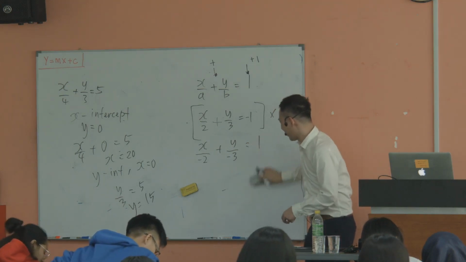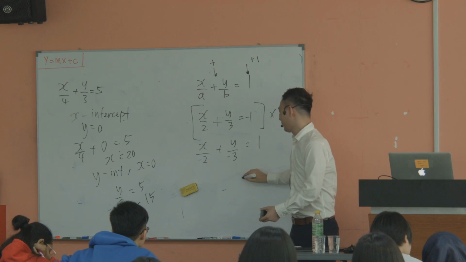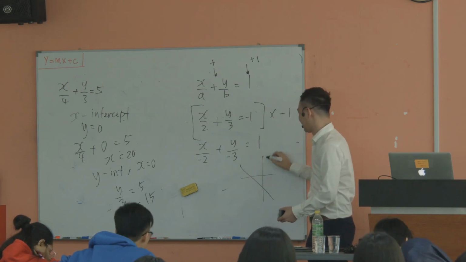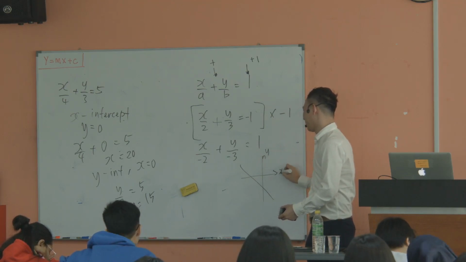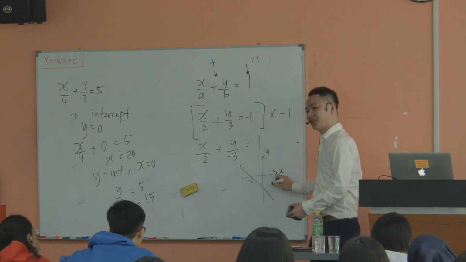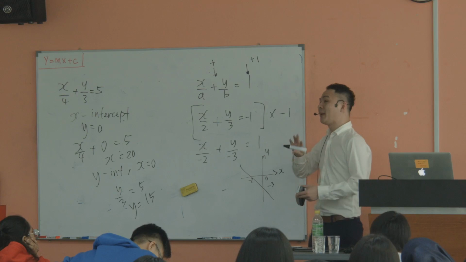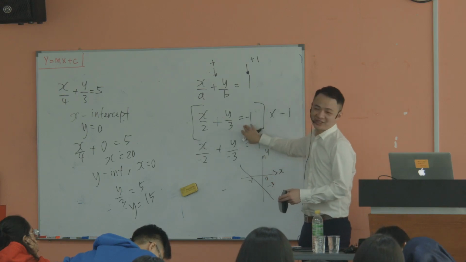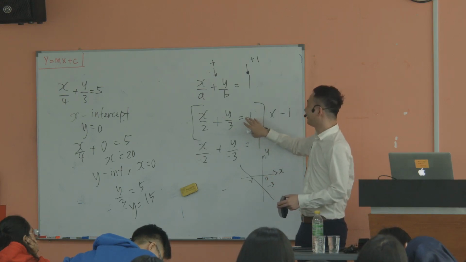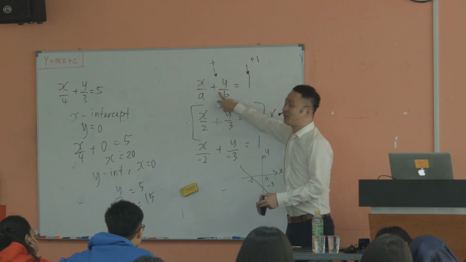Then I can sketch my graph. The x-intercept and y-intercept are like this. This is the y-axis, this is the x-axis, right? Negative 2, negative 3, 0. So this is what happened. Because in your paper 1, they love to give you this equation, I don't know why. And then normally it's not so friendly one.